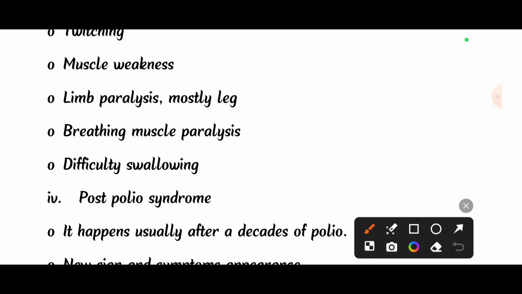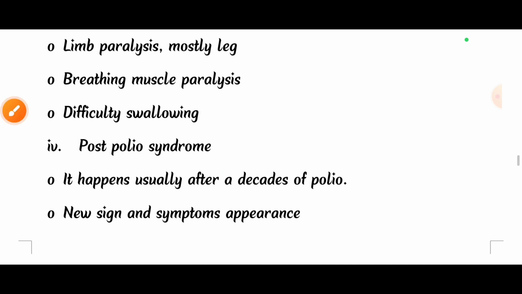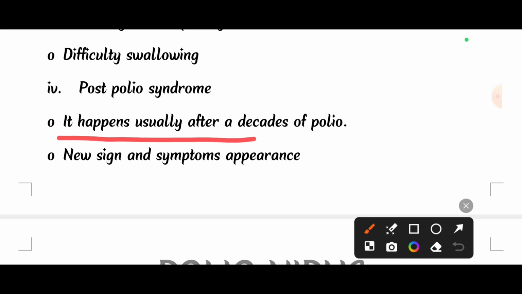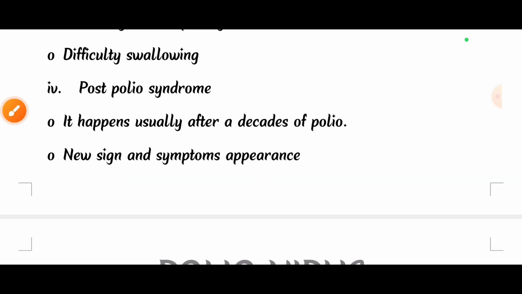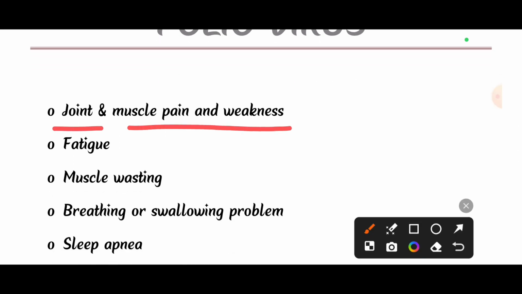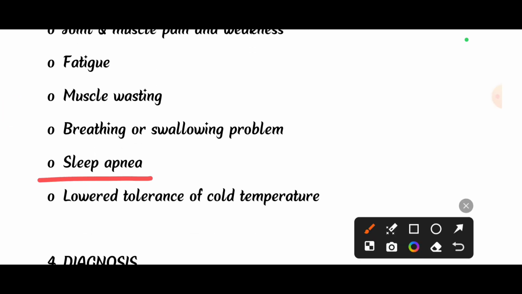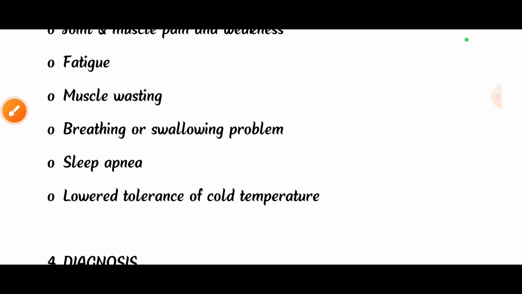Now the fourth type, post-polio syndrome. It usually happens after decades of polio, when new signs and symptoms appear: joint pain, muscle pain and weakness, fatigue, muscle wasting, breathing or swallowing problems, sleep apnea, sleep disorders, and lower tolerance to cold temperatures.